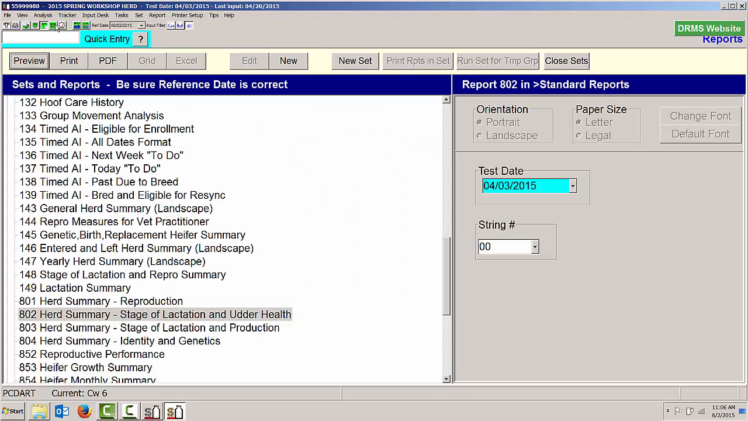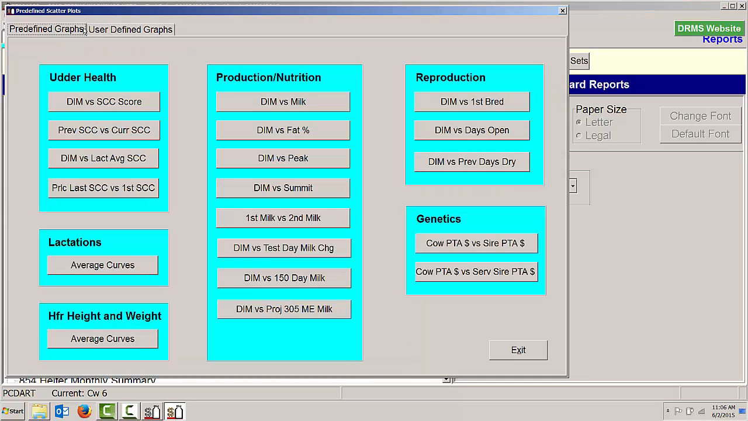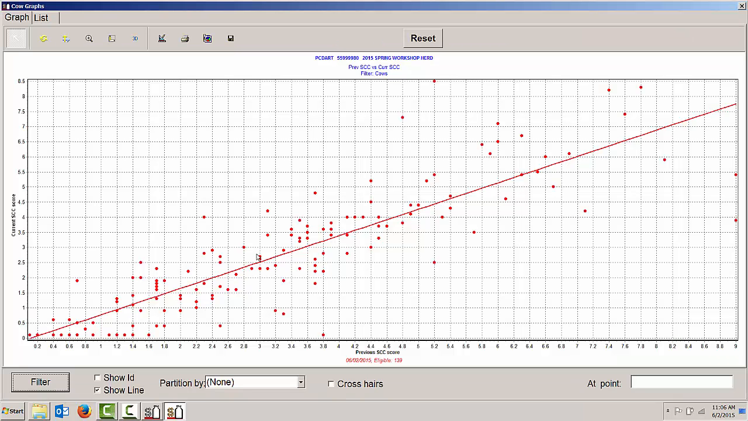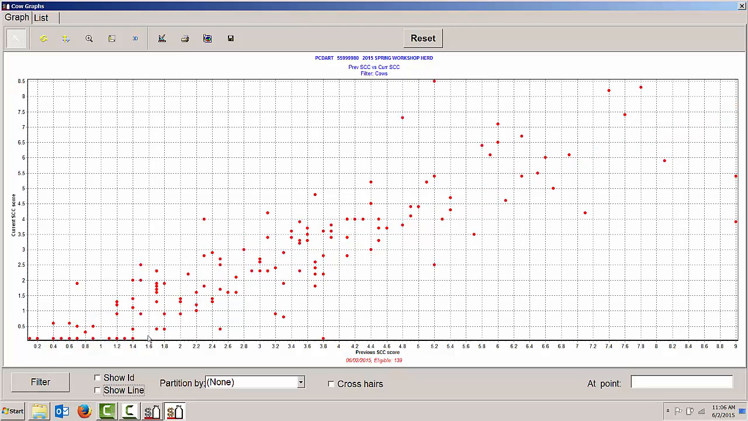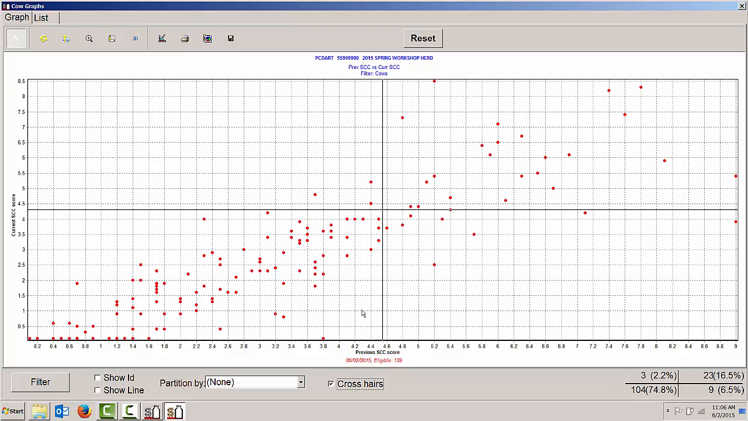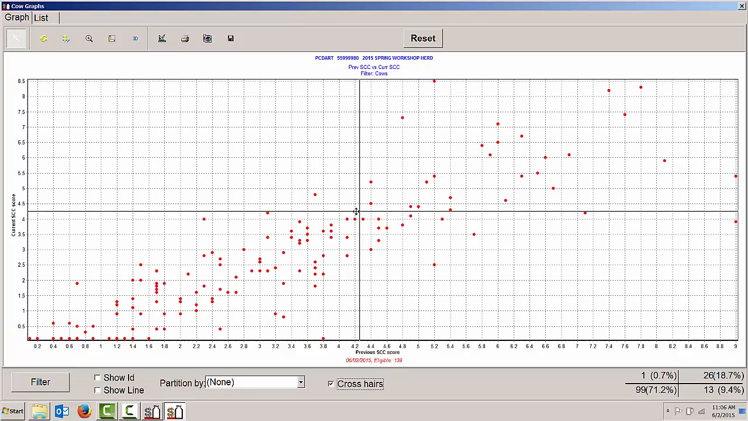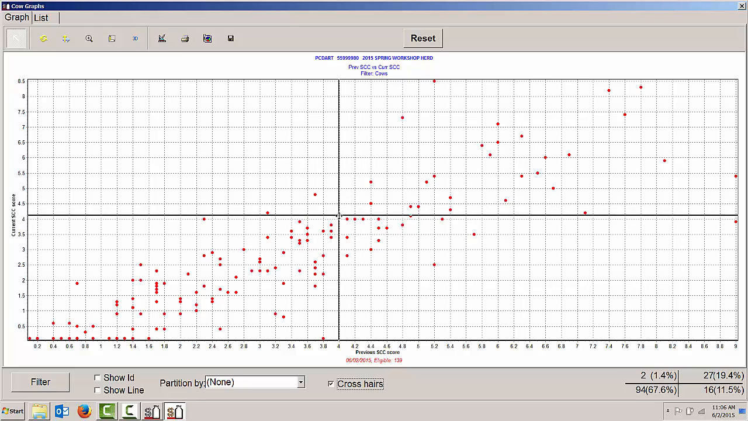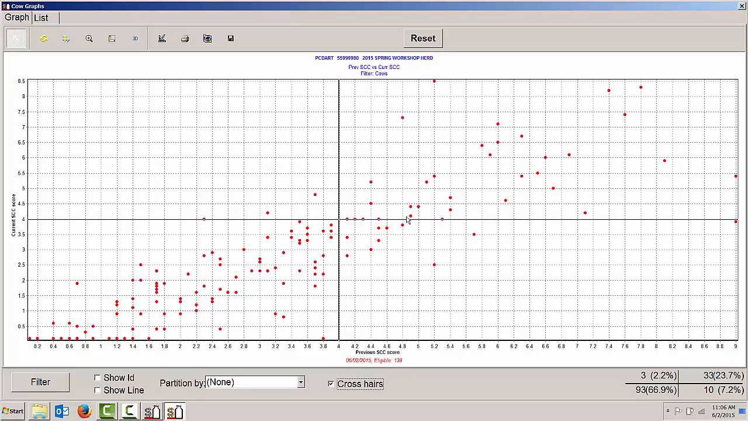The next place I'm going to be looking at would be cow graphs. I'm going into the cow graphs in PCDART. I'm going to choose previous SCC versus current SCC. Now I have a scatter plot. I'm going to uncheck this show line. Now check the crosshairs line, and I'm going to move this crosshair line to 4 and 4 of linear score.